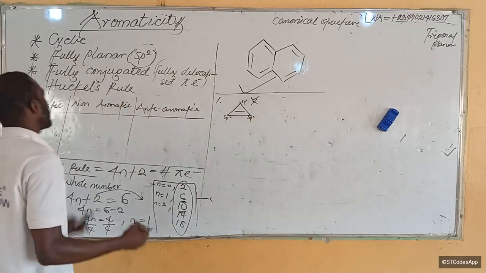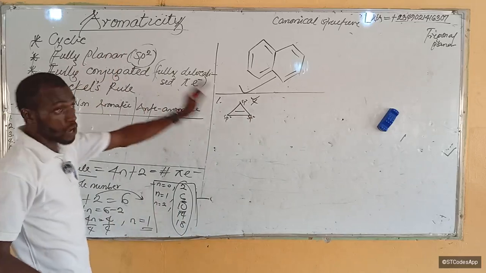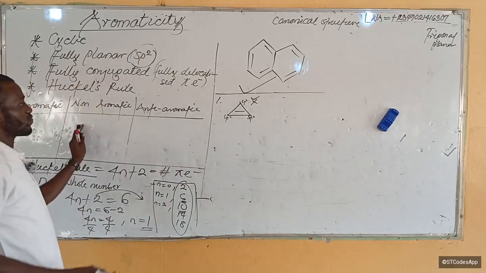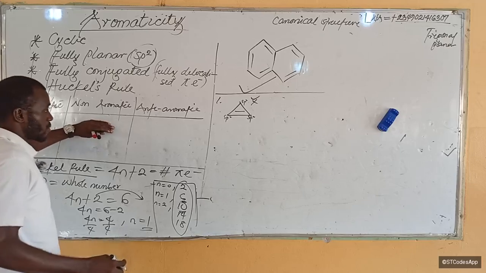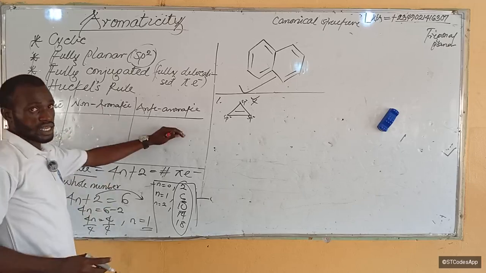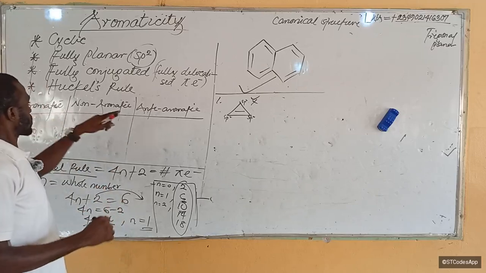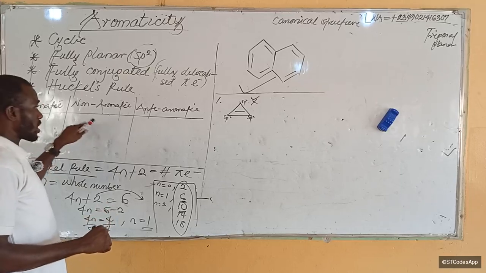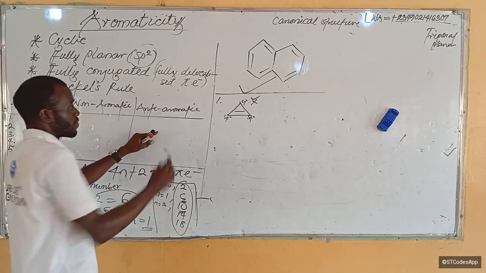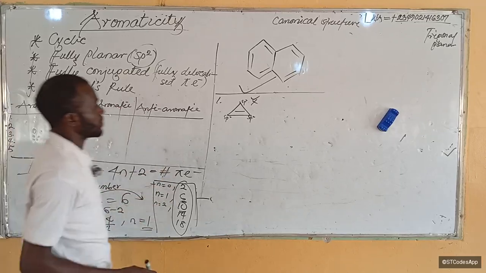Let's just see if it checks the fourth box. Of course, we know it's not aromatic already. But let's see where it will fall. Will it be aromatic, non-aromatic, or anti-aromatic? Keeping in mind though that aromatic is more stable than non-aromatic, but non-aromatic is more stable than anti-aromatic. That's why I wrote them this way.